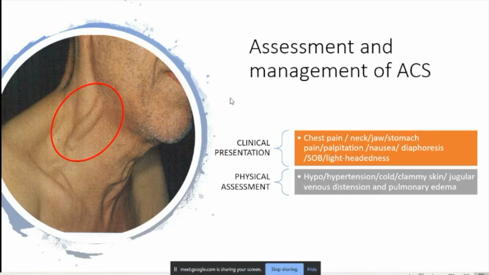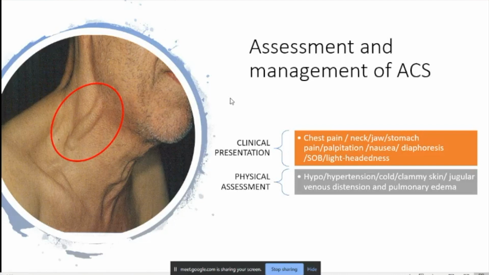In unstable angina, as the name sounds, it's really unstable. The pain comes unpredictably. Sometimes the patient develops chest pain even at rest, and it can also be due to exertion. It's not predictable, and as it moves forward it progresses as well. That's why we call it unstable angina.